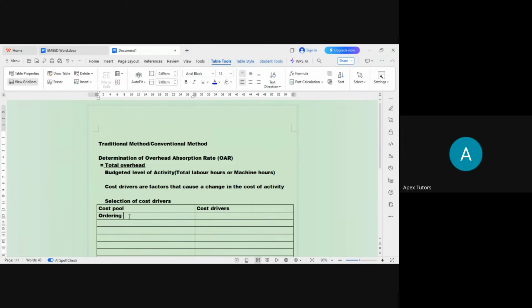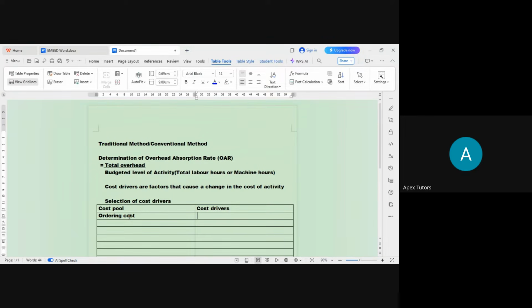One of the cost pools we have is ordering cost. Now, what will lead to ordering cost? Why will you incur ordering cost? You will incur ordering cost when you have orders. When you don't have any dispatch to make, when you don't receive orders from customers, you won't incur this cost. It will be dormant, it will be zero. So the more orders you receive, the more ordering costs you incur.